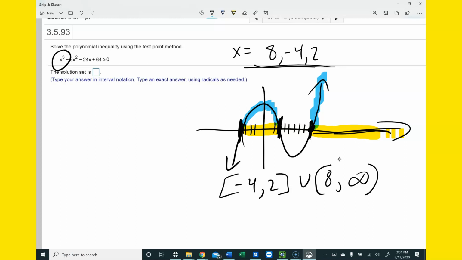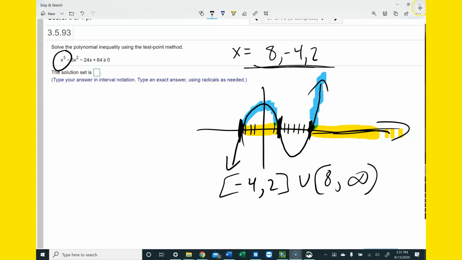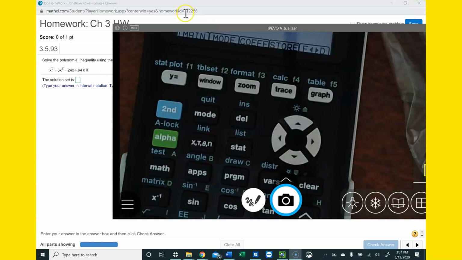You could even use your graphing calculator to help you know what the graph looks like, if you would rather think of it that way instead of graphing it by hand.